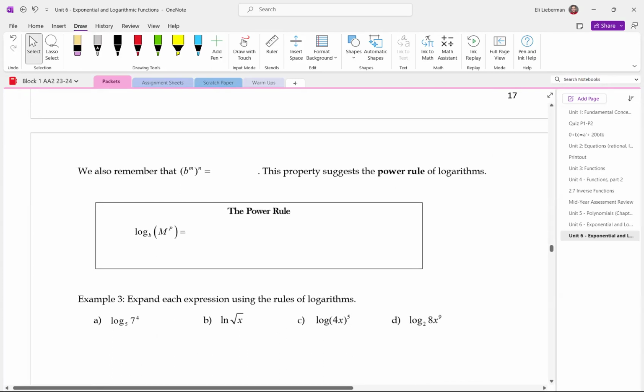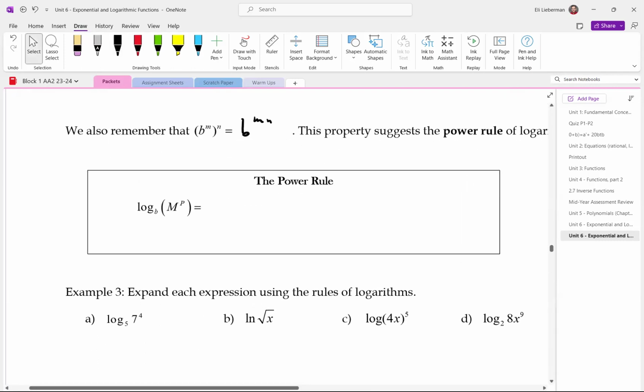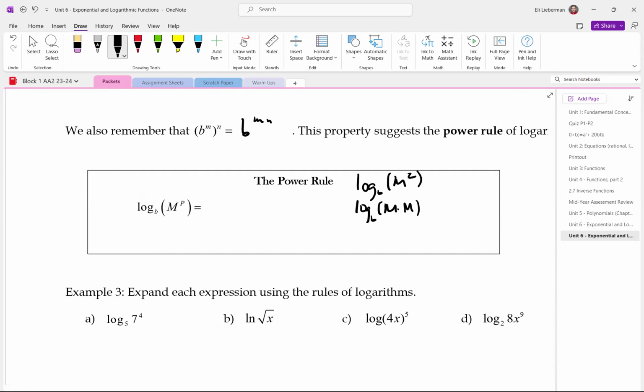Also remember that b to the m to the n power is equal to b to the mn. So this is just a power rule of multiplication. This is one of my favorites. Let's build it. Let's say we did m squared. Isn't it the same thing as log base b of m times m? Yes. Which we just found out is the same thing as log base b of m plus log base b of m. What is log base b of m plus log base b of m?